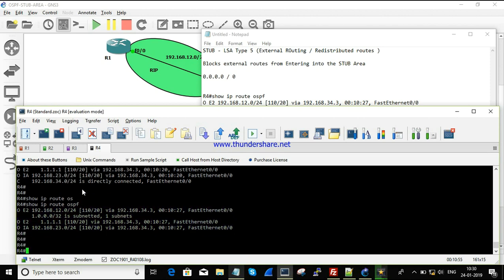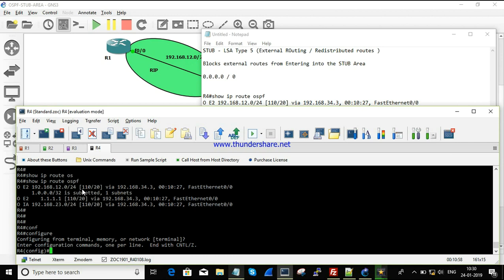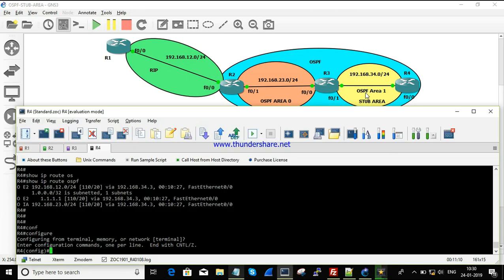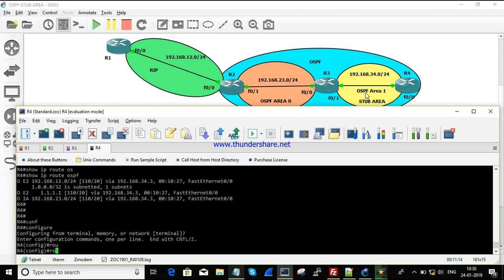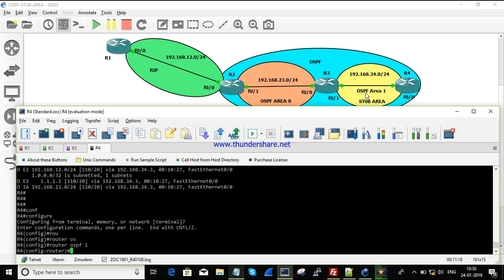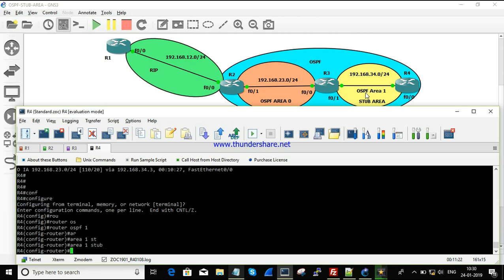Okay, now I'm going to configure OSPF stub in area 1. Whichever routers have area 1, I am going to configure it to be a stub area: R3 and R4. If you look here, R3 and R4 are the routers that have area 1. So now I'm going to configure it to be a stub. To configure a stub, we need to enter into OSPF, area 1, and make it a stub.